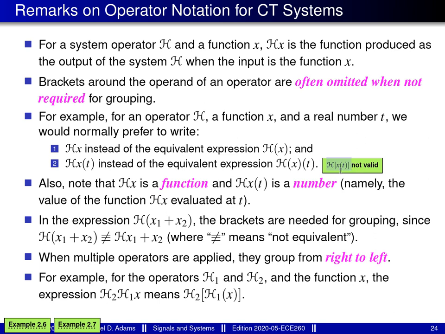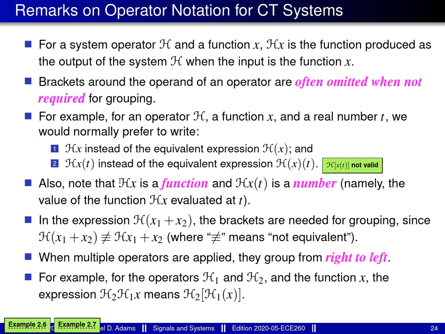But this is not a mathematically valid expression, because the thing that we're giving to h as an operand, in other words, the thing in the square brackets here, is a number. It's not a function, because remember, x of t denotes the value of the function x evaluated at t, which is a number. And system operators always take as an operand a function. So this expression doesn't make any sense, because we're trying to give a number to a system operator. So for this reason, we can drop the brackets around the x here, because it doesn't introduce any ambiguity. There's only one reasonable way to interpret this expression.